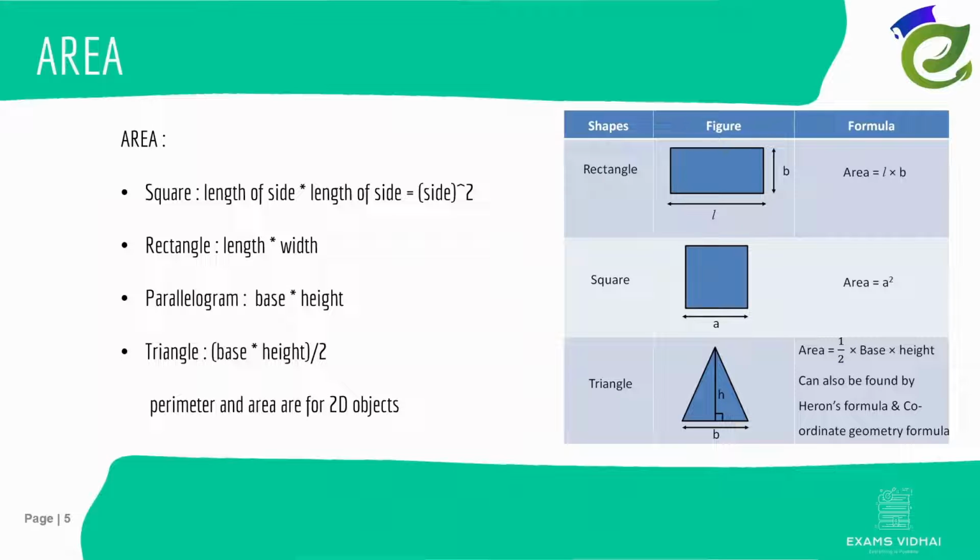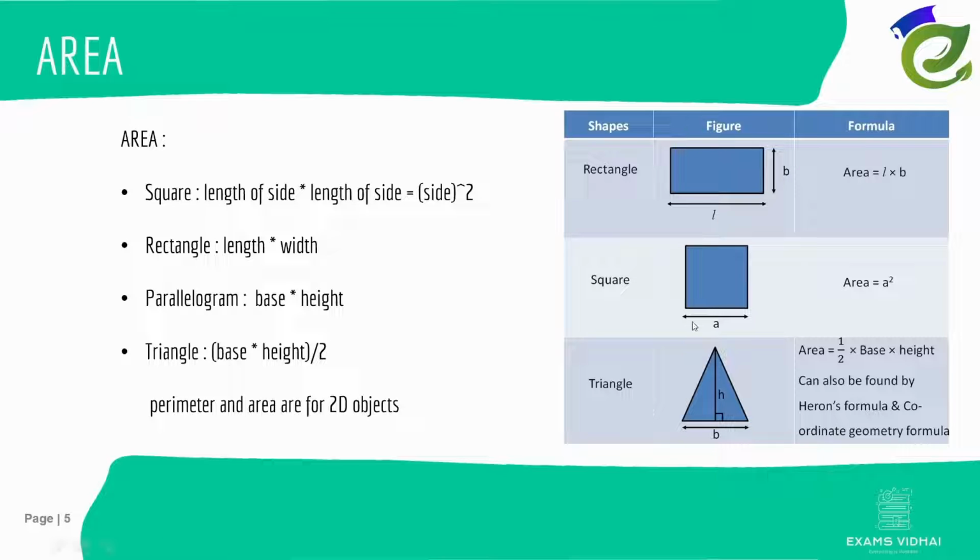Area. As we show in the figure, you can assume that this is a rectangle in which L and B are the length and breadth. Area will be length into breadth. For a square, similarly length into breadth, but here length and breadth are equal, so area equals A square. For a parallelogram, base into height. We draw a perpendicular from one vertex of the parallelogram to the base line. That becomes the height, and the base length times the height is the area of the parallelogram.